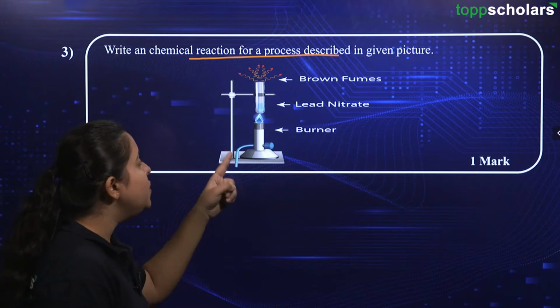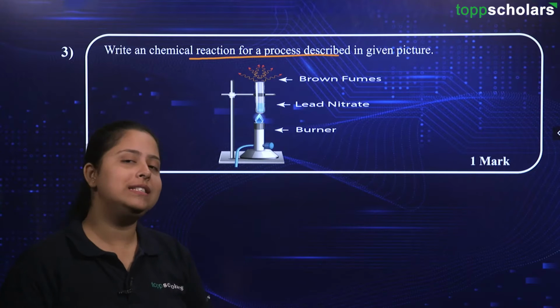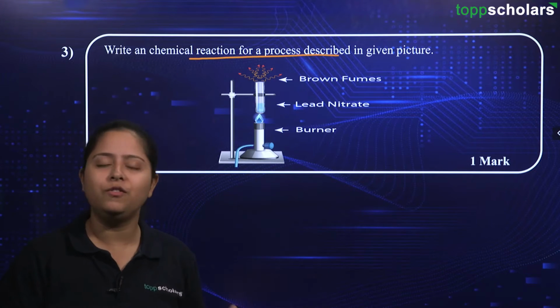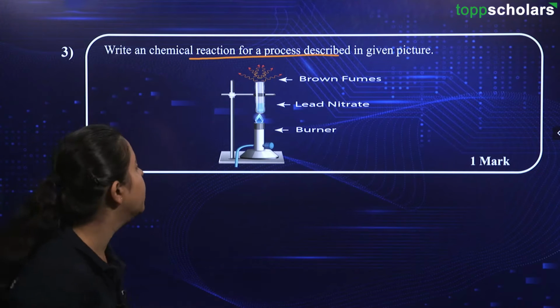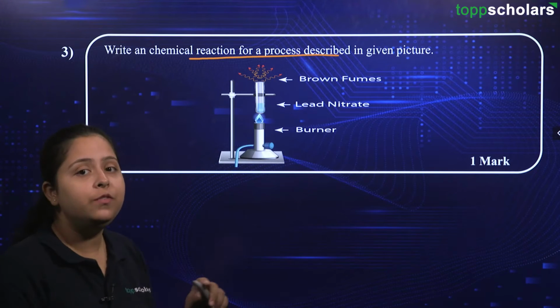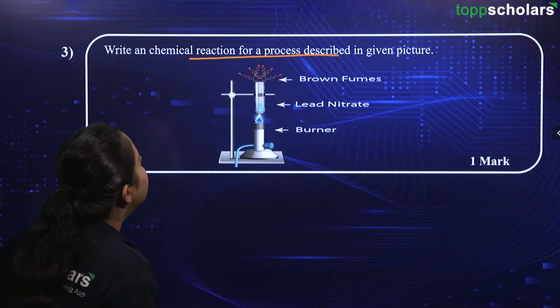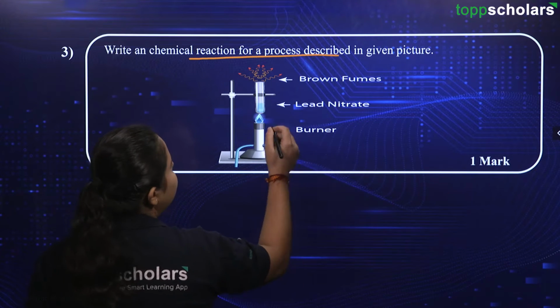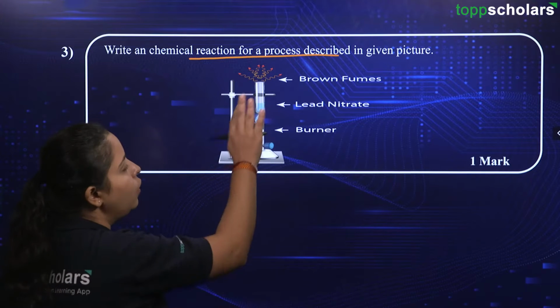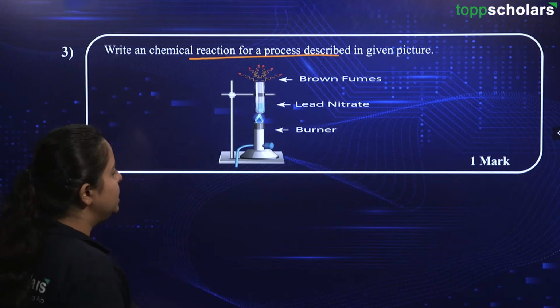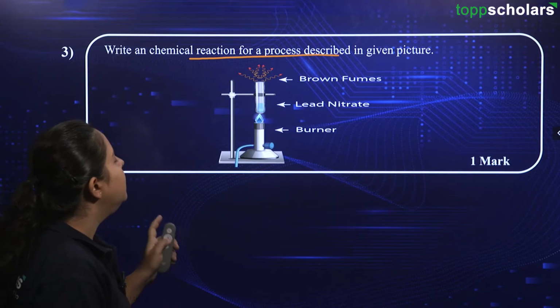Also, since you are using heat, we will say that this reaction is of the thermal decomposition type of chemical reaction. Okay. So, you might have understood from which topic in this chapter this question is coming. Over here we have a burner, lead nitrate is being burnt, and then brown fumes are produced. We need to write a chemical reaction for this process. Let us begin.